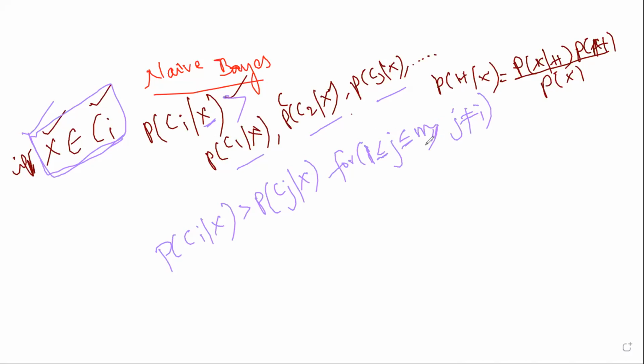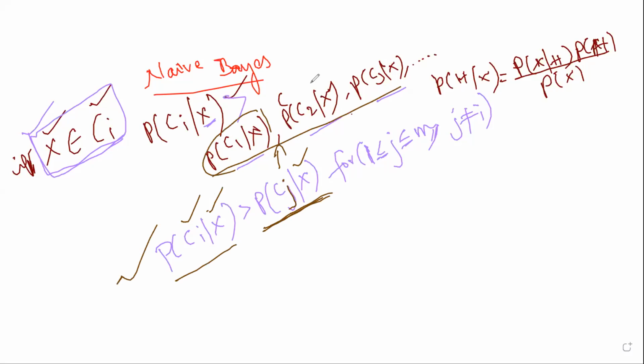Did you get my point or not? How can I write this? It says that the posterior probability of the class Ci given X should be greater than all the remaining posterior probabilities given X, where J may be 1, 2, 3, whatever. Why? Because here is the expansion of J. If you replace J with 1, you get this. If you replace J with 2, or 3, etc., up to M. Why? Because we have M classes.